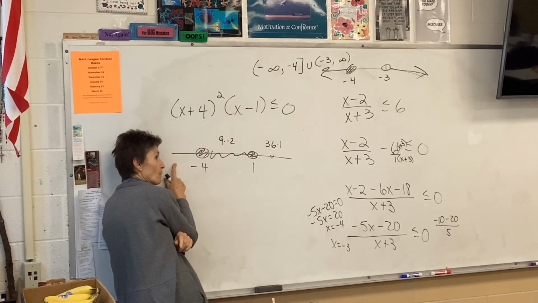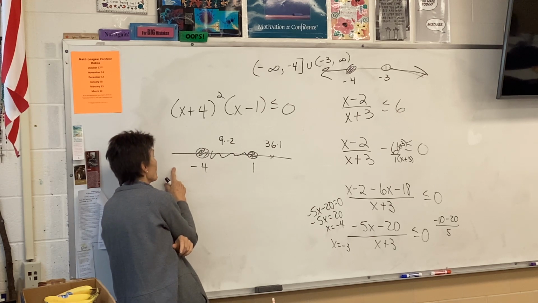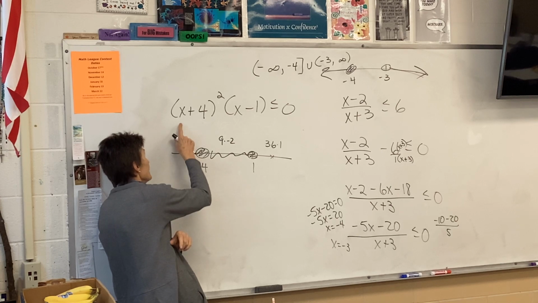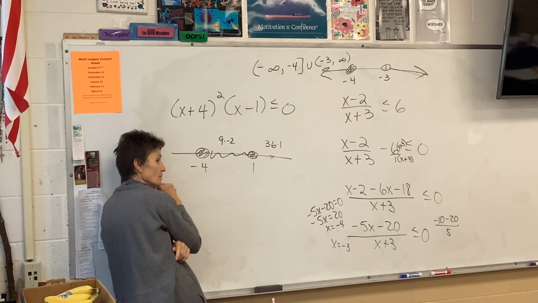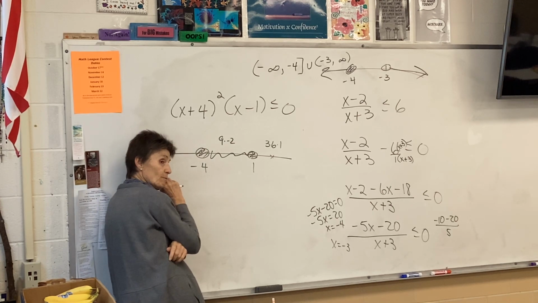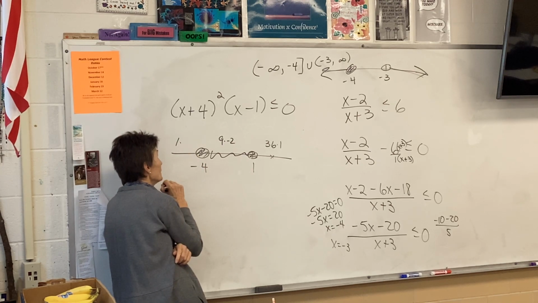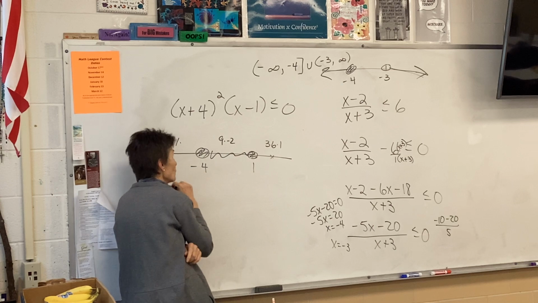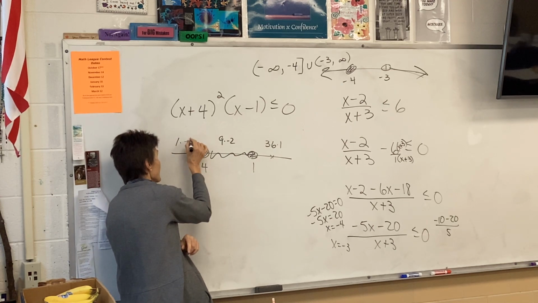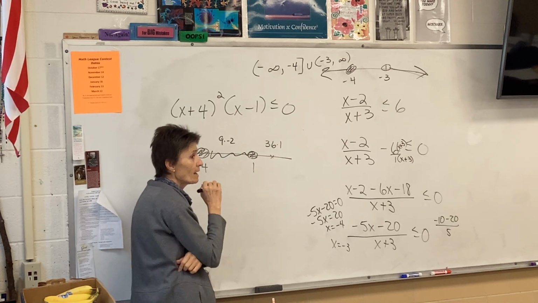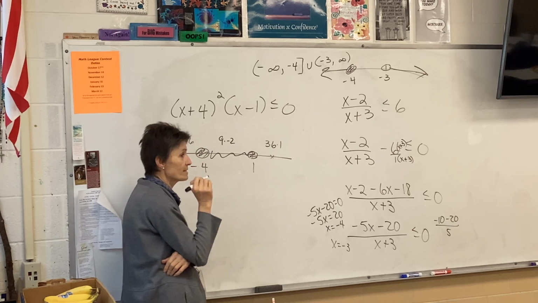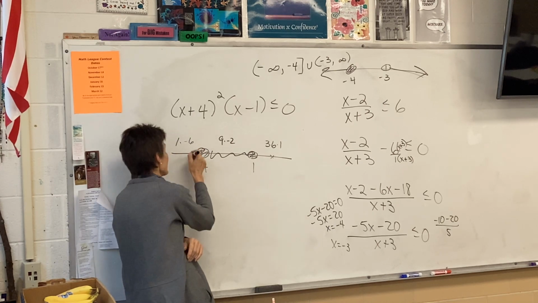All right, pick a number out here. -5. -5 plus 4 is -1, but I'm squaring it, so it's 1. -5 minus 1 is -6. Is 1 times -6 less than 0? Yes. So that gets shaded.